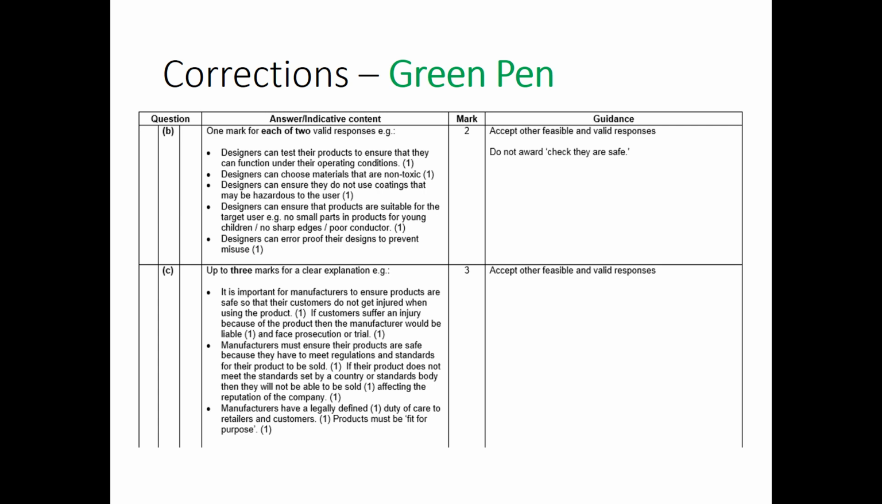So, designers can test their products. Designers choose materials that are non-toxic. We should have got that one. Designers can ensure they do not use coatings that may be hazardous. Designers can make their products suitable for the target user. We did talk about that. And designers can error-proof their designs. You should have got 2 marks for that one.